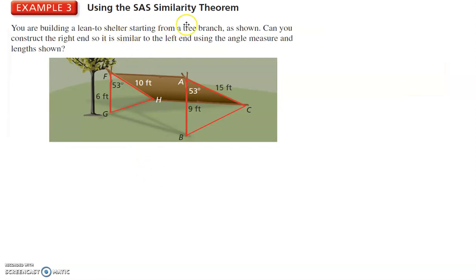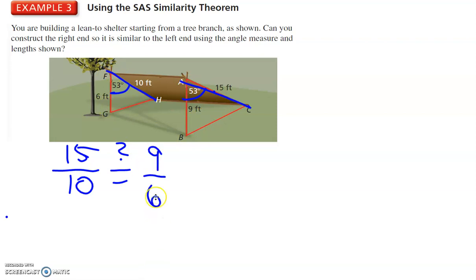Okay, using the side-angle-side similarity theorem, if we're building a lean-to shelter starting from a tree branch as shown, can you construct the right end so it's similar to the left end using the angle measure and the lengths shown? So remember side, angle, side. If I have this side and an angle, here I have this side and this angle, so that's 10 to 15. Right? And then I'd want to check to see, are those proportional to these 9 to 6?